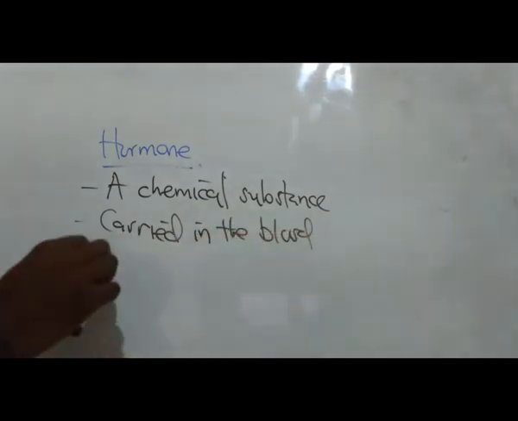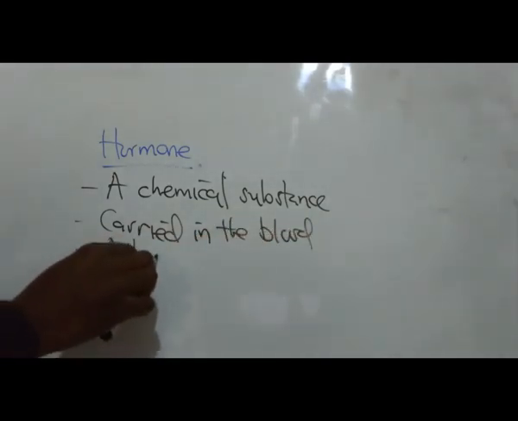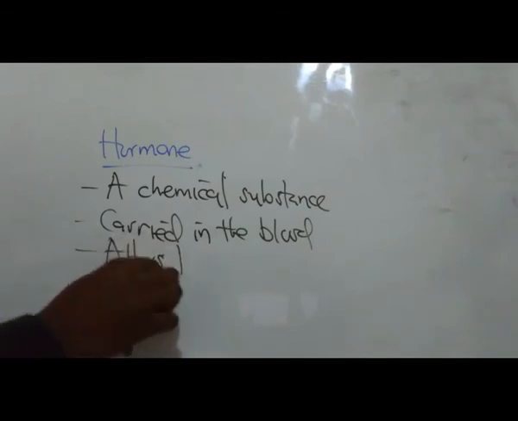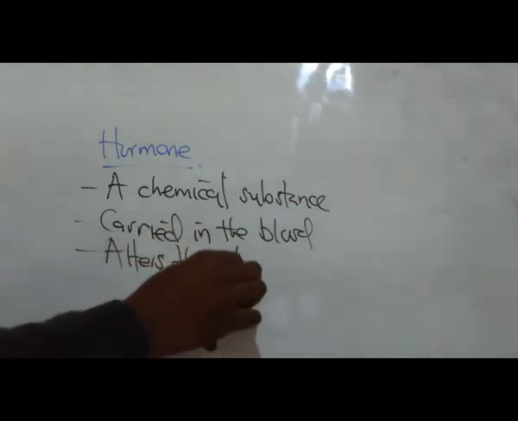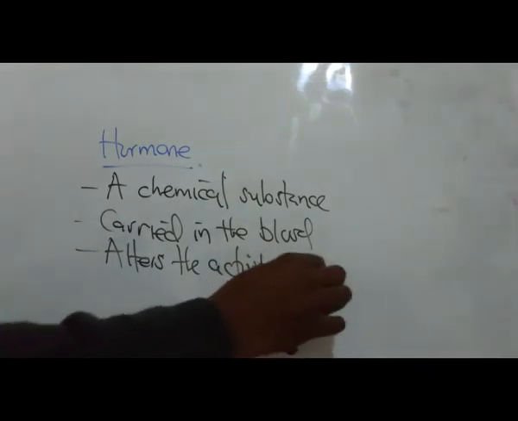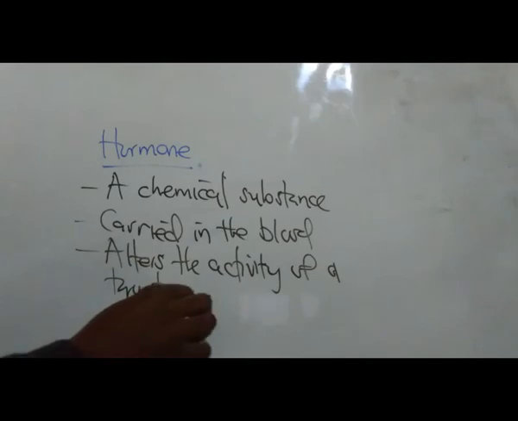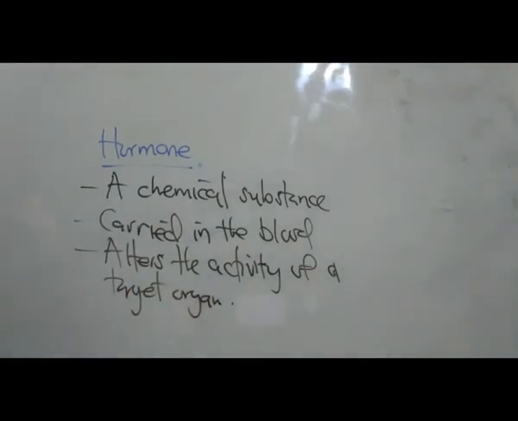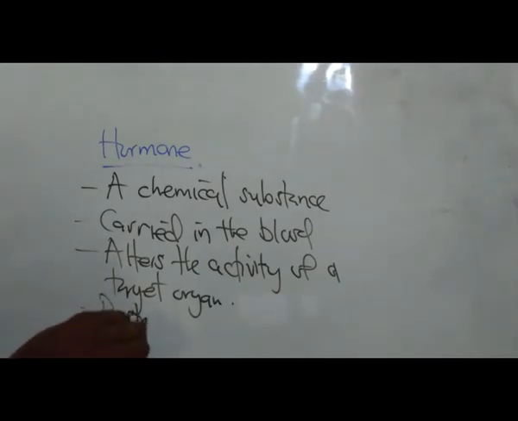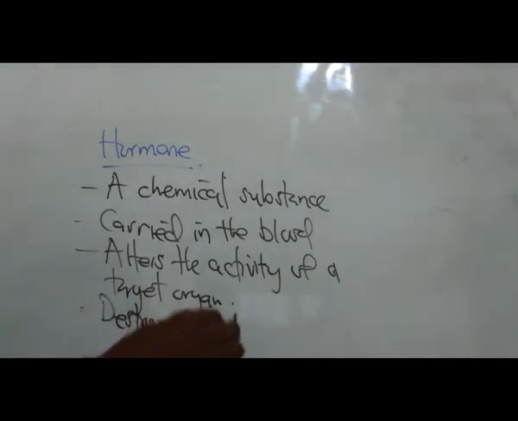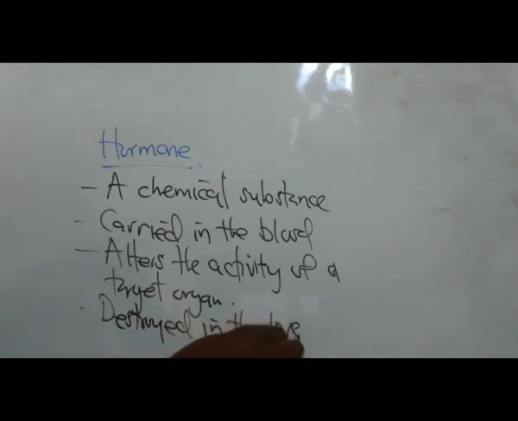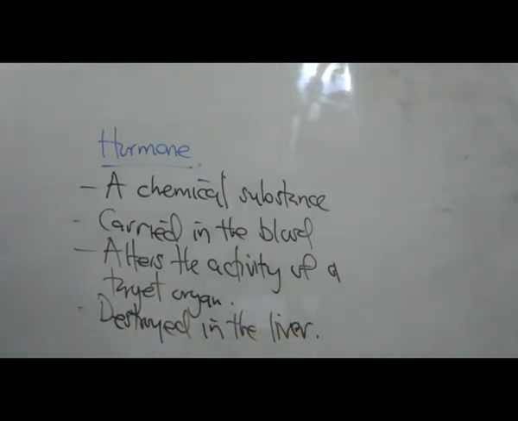Okay. The next one, it alters the activity of a targeted organ. And the last thing that is also going to give you the 4th mark is that hormones are destroyed in the liver. Destroyed in the liver. So all the hormones are destroyed in the liver. So they are just excreted, and then they work on a targeted organ.